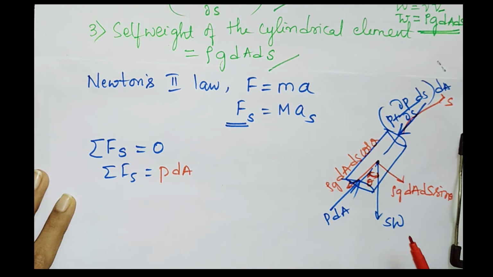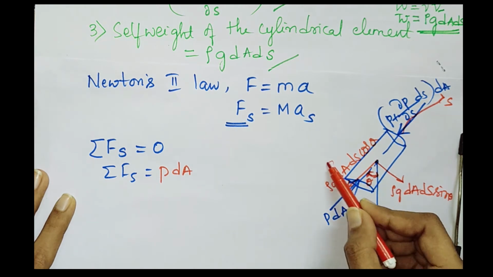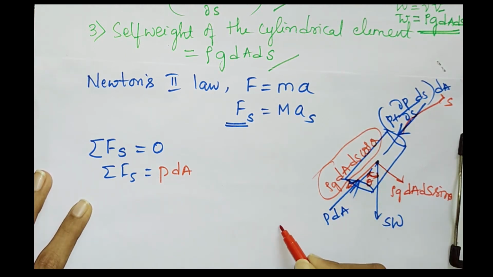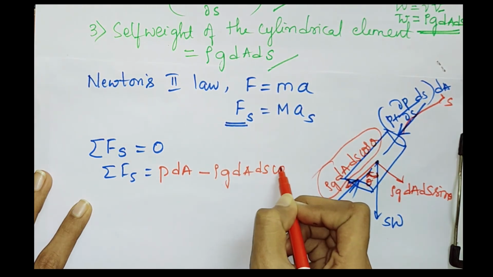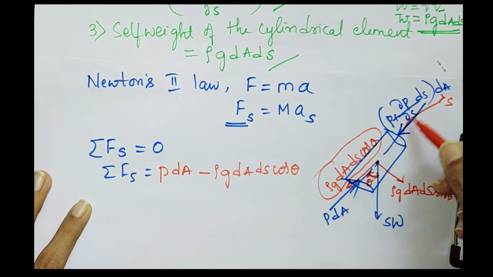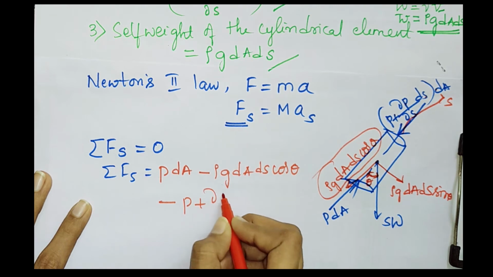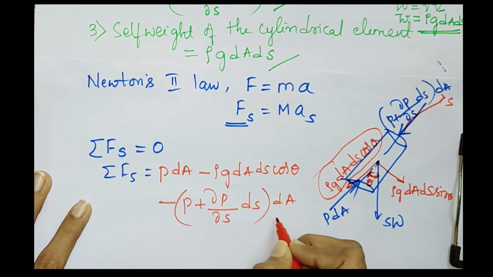Now we have to consider only the forces along this s direction, so we consider only the cos theta term, that is ρ g dA ds cos theta, which is acting towards the left. So it is minus ρ g dA ds cos theta, and minus (P + ∂P/∂s ds) dA, which is also acting towards the left. We name this equation number 1.